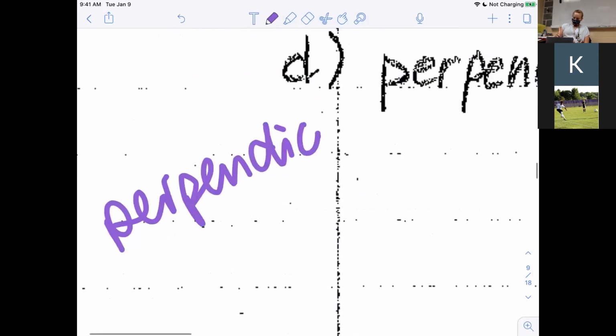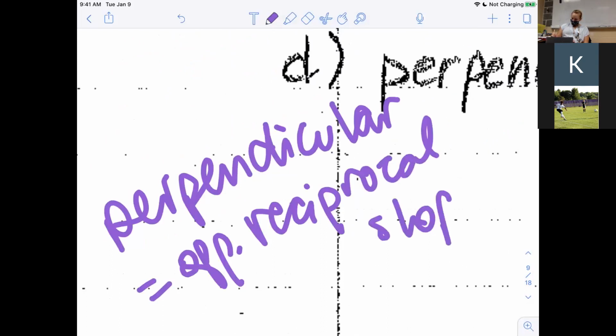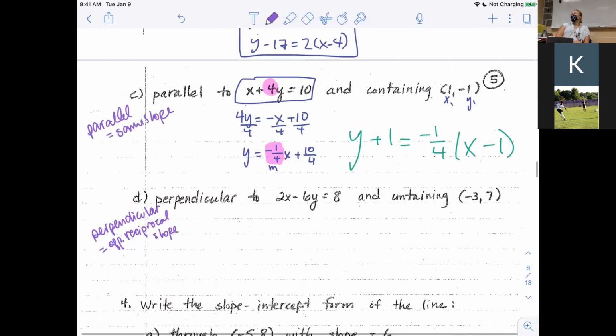Perpendicular is opposite reciprocal slope. So just some keywords for myself. So we're going to do the exact same thing, but instead of just using the slope I see, I have to do the opposite reciprocal of it. Can you start it for me? Yeah, you guys can start on your own.